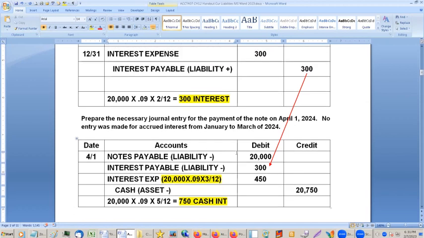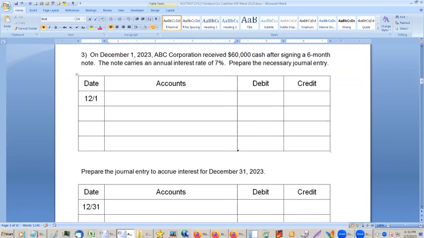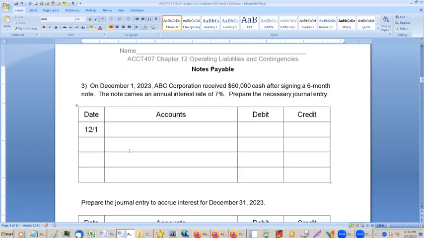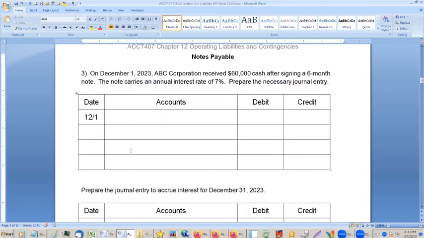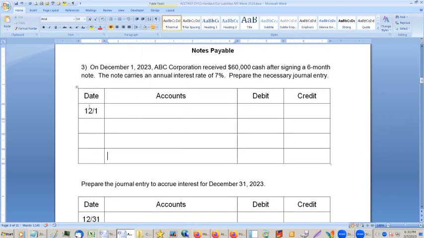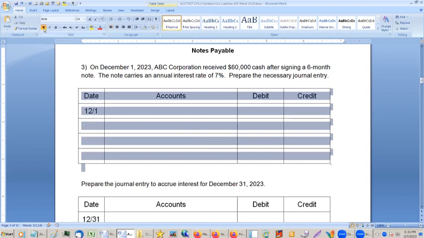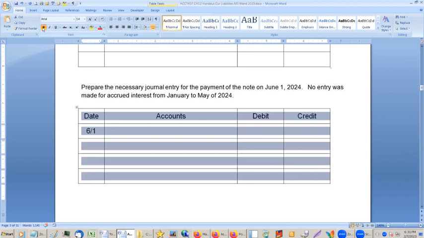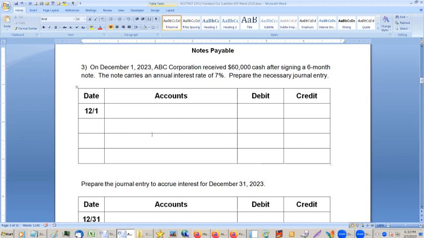Any questions on this one? Okay, I'm gonna keep completely silent and see if you can work problem number 3. It's very similar to the one we just did. Be careful to count the months. So this is on December 1st.